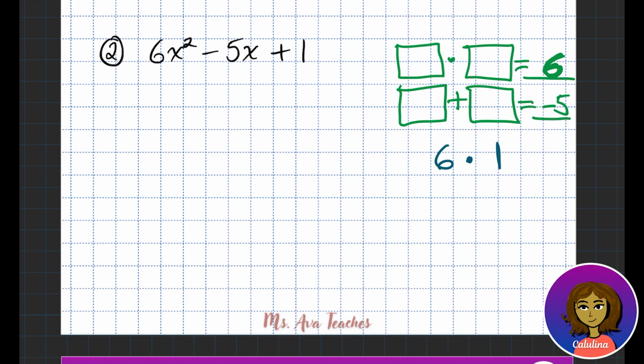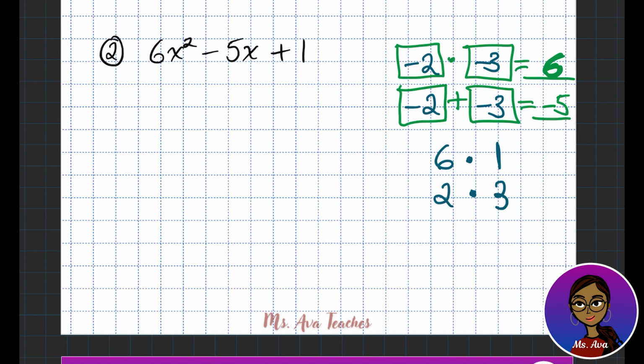Well, 2 and 3. Yes, 2 times 3. And then how could we add or subtract a 2 and a 3 so that we get -5? Like they would both have to be negative. Yes, you'd have to have -2 and a -3 right here. And then that will give you a -5 when you add them. And then does it work out over here as well? Yes, that gives you a +6, right? Yes, it does.